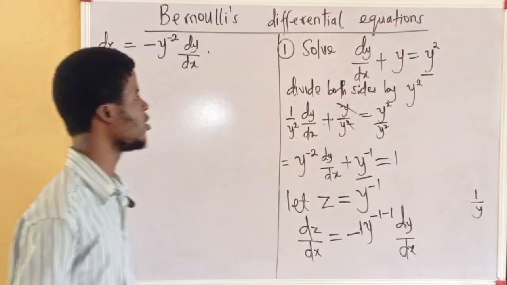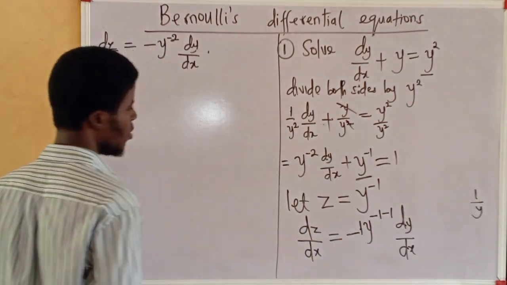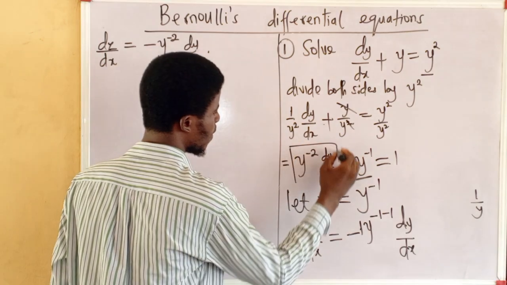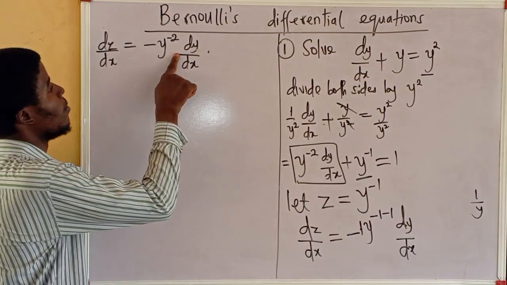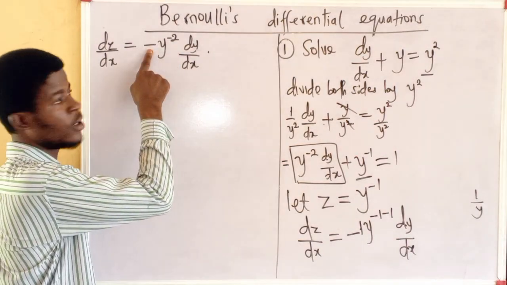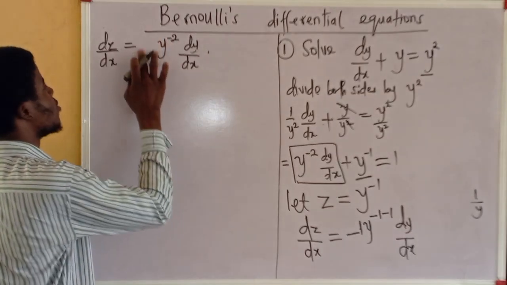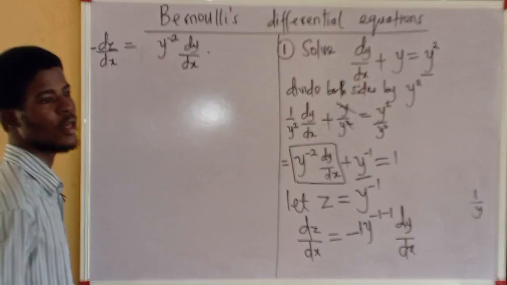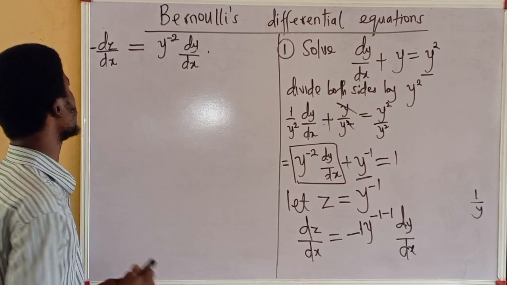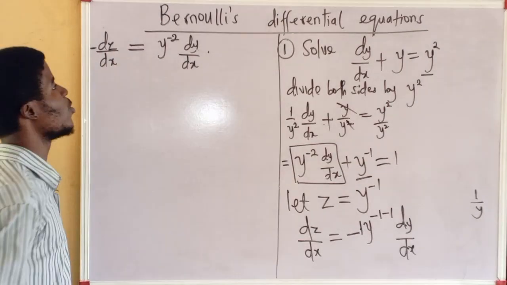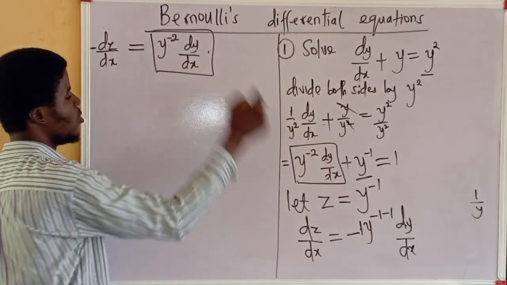So remember I said that we are changing this Bernoulli's equation into a linear differential equation. See what I have here: y to the power of minus 2 dy/dx. I can see it here, but I'll have to take away this minus. If I remove this minus from here, here will be plus and here will be minus. That is, if I divide both sides by minus, I'll have minus dz/dx equal to y to the power of minus 2 dy/dx. So everything here is what I can see here.